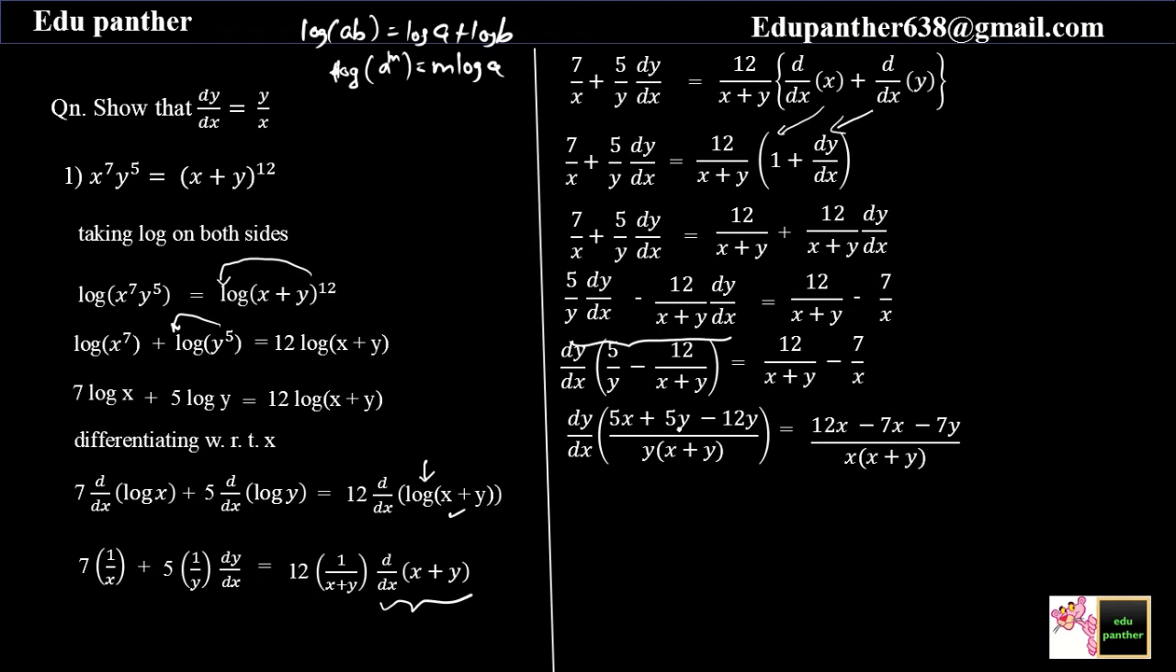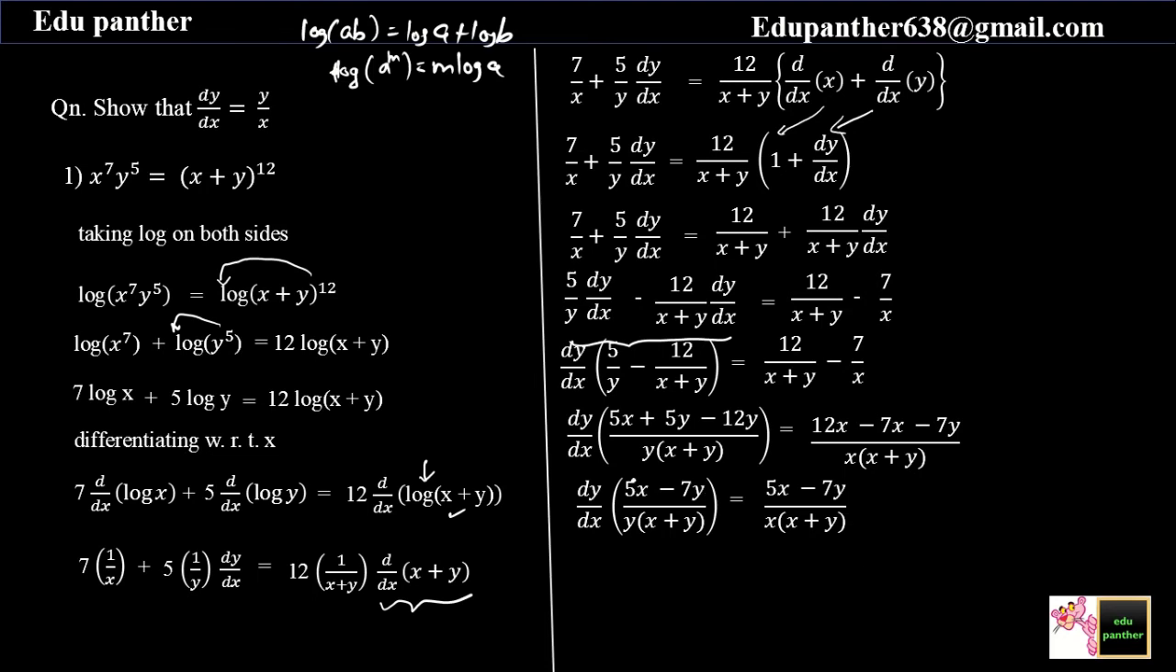So we can subtract this 5y and 12y, which will give us minus 7y. So here it's 5x minus 7y upon y into x plus y, which is equals to, similarly on the right hand side also we'll get 5x minus 7y upon x into x plus y. Now we have to find dy by dx. So keep dy by dx on one side and shift the remaining terms on the right hand side.